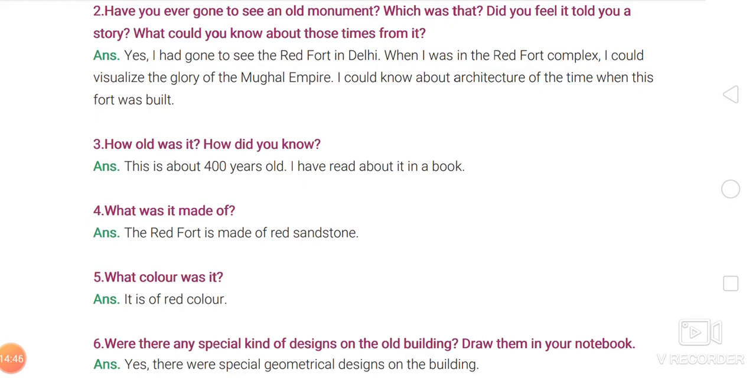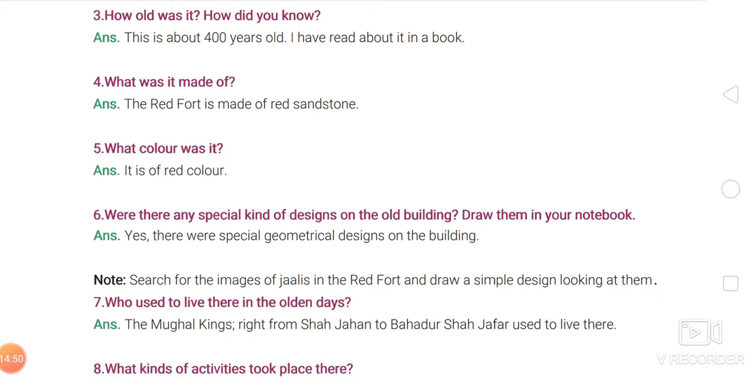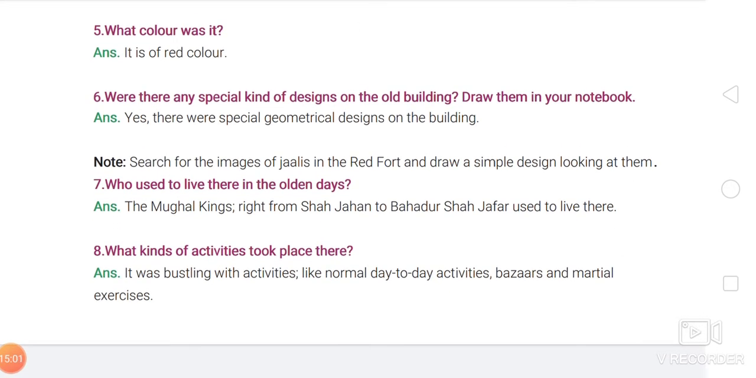How old was it? How did you know? This was about 400 years old. I have read about it in a book. What was it made of? The Red Fort is made of red sandstone. What color was it? It is of red color.